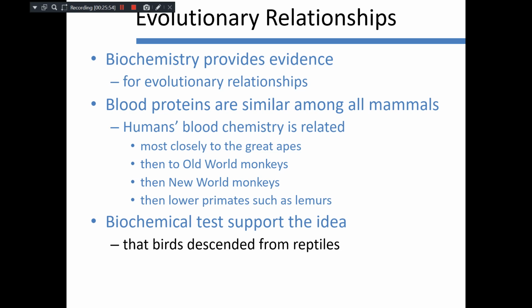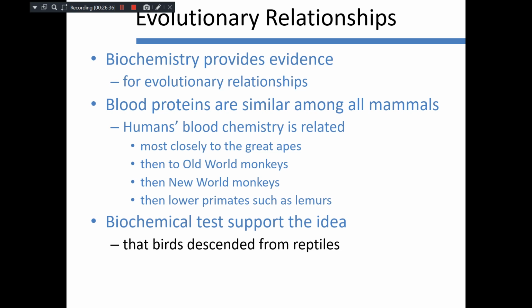Even if you take blood chemistry, among mammals, humans are related more closely to the great apes, then to old world monkeys, then to new world monkeys, then to lower primates such as lemurs. We have very close blood chemistry with great apes, like chimpanzees and orangutans. And we have slightly less similarity with the old world monkeys. What are old world monkeys? The monkeys found in Asia and Africa. Even less similarity with new world monkeys, which are seen in America.